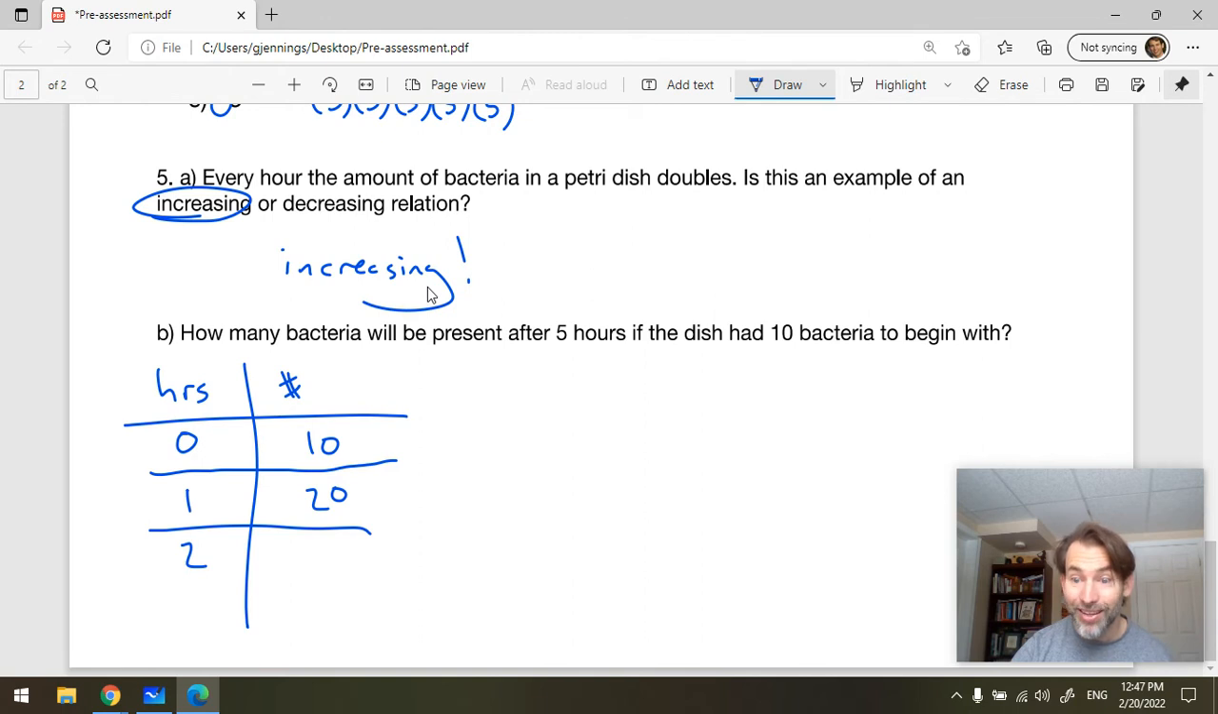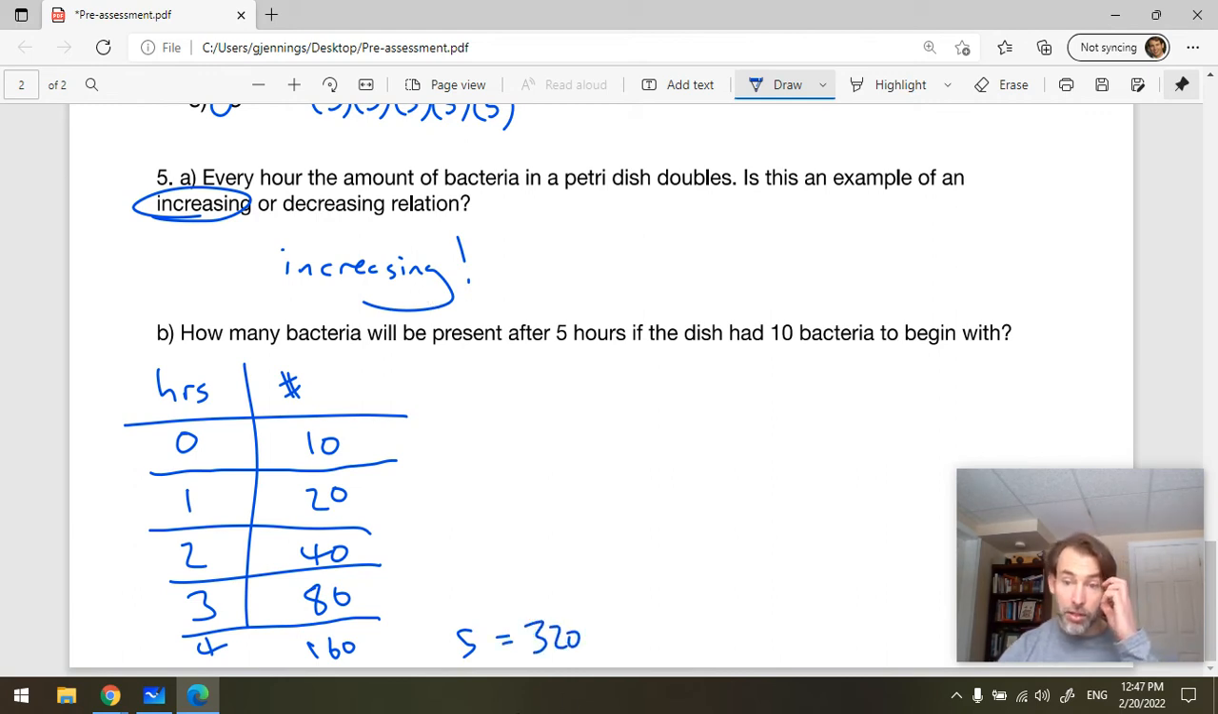Well, I double 20. I don't add another 10. I double 20. So that's 40. That's why 50 is not the right answer. Okay. And then in hour three, I get 80. In hour four, I get 160. And then in hour five, I ran out of space. Five is equal to double that, which is 320.